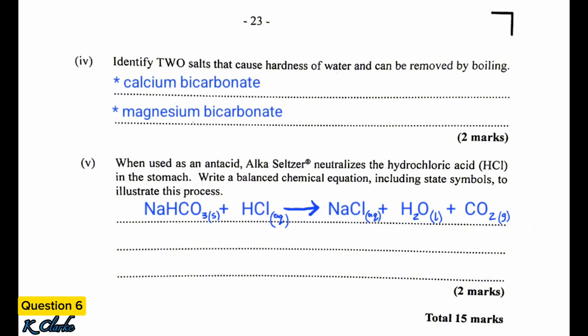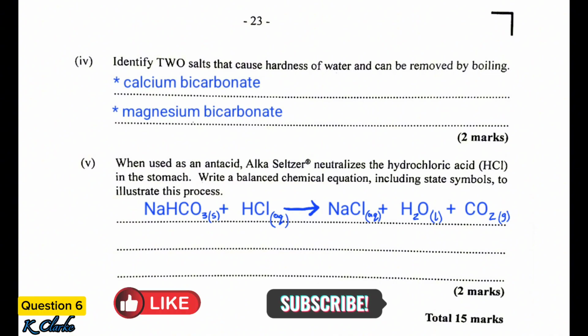This equation is already balanced since there is 1 sodium on the reactant side and 1 sodium on the product side. There are 2 hydrogens on the reactant side and 2 hydrogens on the product side. There is 1 carbon on the reactant side and 1 carbon on the product side. There are 3 oxygens on the reactant side and 3 oxygens on the product side. Lastly, there is 1 chlorine on the reactant and the product side. This is the end of question 6.